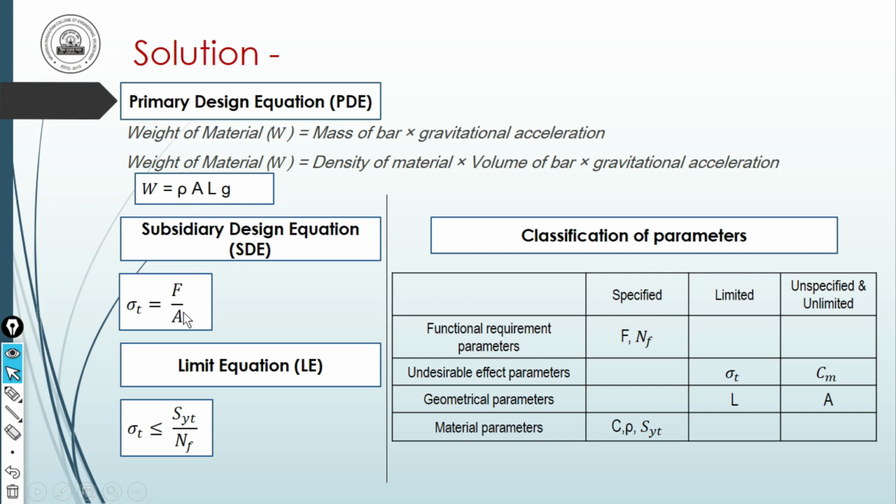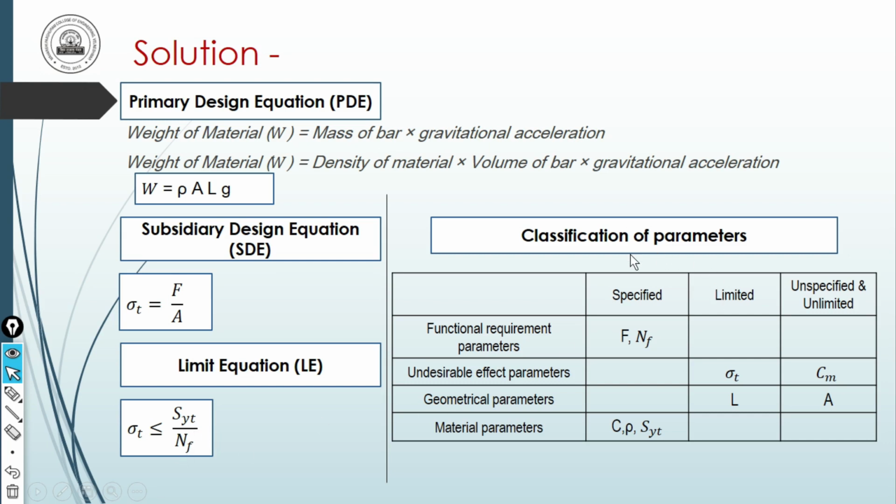Again the SDE will be the same, sigma T is equal to F by A, and the limit equation will be the same as in the previous case, that is sigma T is less than or equal to SYT by NF, that is yield strength upon NF.